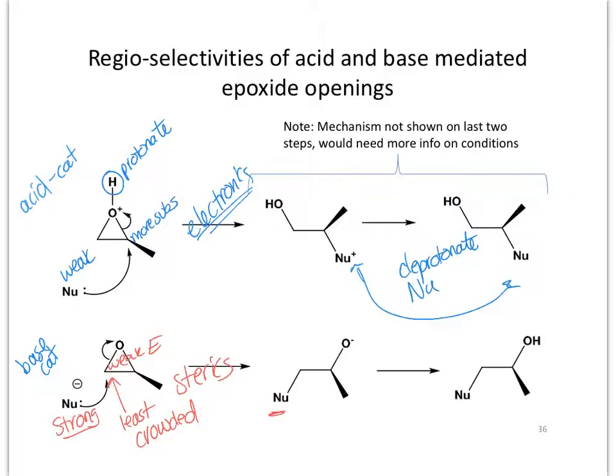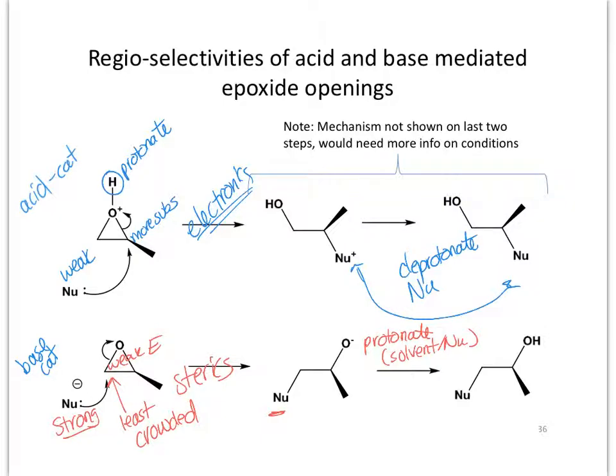He came in as negative, but I will have to protonate the oxygen because I kicked him out as negative. So I would need a proton source, typically using the solvent / nucleophile, in order to gain that proton to get to my final product. So please understand the differences between the two.